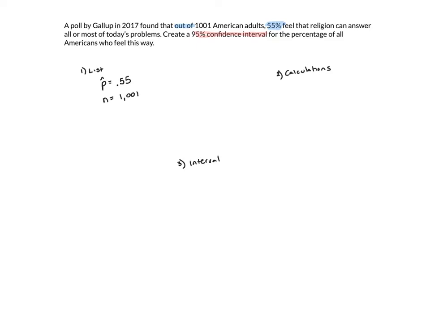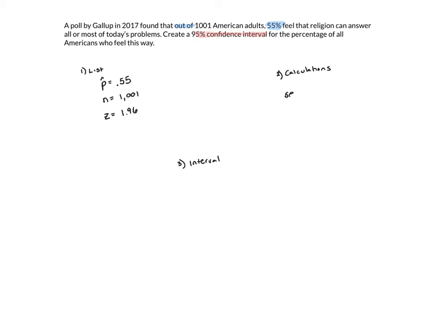The final thing I need to list here is my z-score. I'm using z-scores because I'm dealing with proportions. Now I've got my z. I know I want a 95% confidence interval, and in order to get the middle 95%, I go out 1.96 standard deviations. So z is equal to 1.96. After I've done that, the next step is to do my calculations.